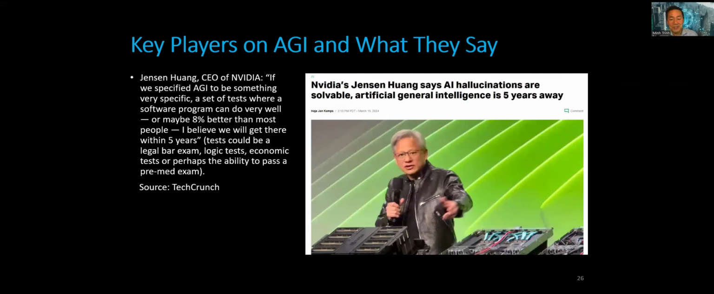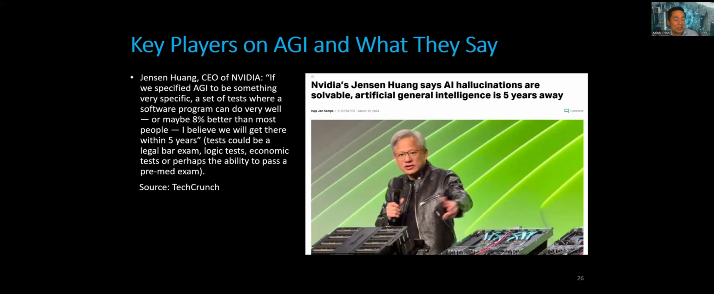Jensen Huang is more of a businessman. He's the person who provides the weapons to the AI war. He produced these famous GPUs, graphical processing units, to do AI. He also doesn't feel very comfortable talking about AGI. But when you ask him, he says we specified AGI to be something very specific. We define it as a set of tests, like measures of narrow AI, where a software program can do very well, maybe 8% better than most people. I believe we will get there within 5 years.